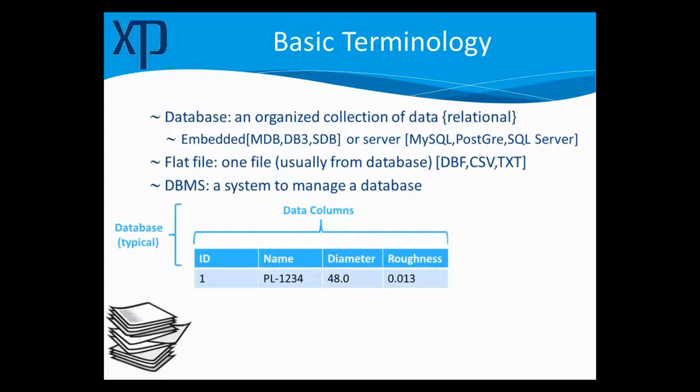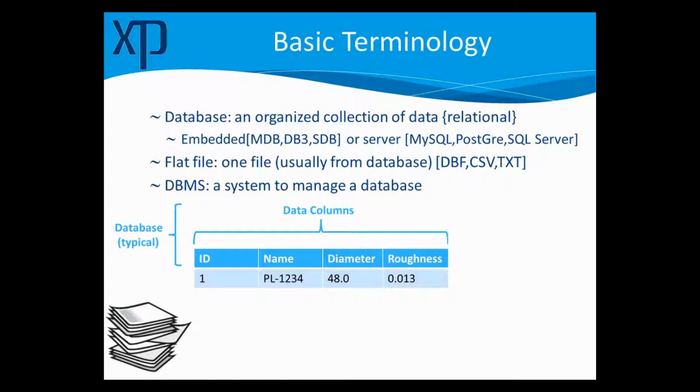This is a very simple, obviously, example of a database table. You can see it has columns. The headers there are ID, name, diameter, and roughness. Just again, a very simple database. In this case, ID is an integer and name might be text, and ID might be something called a key.